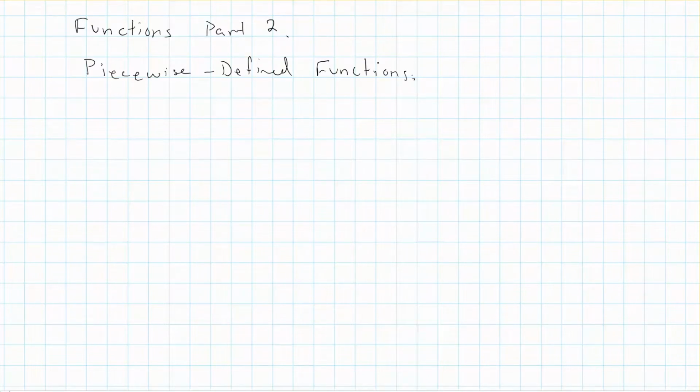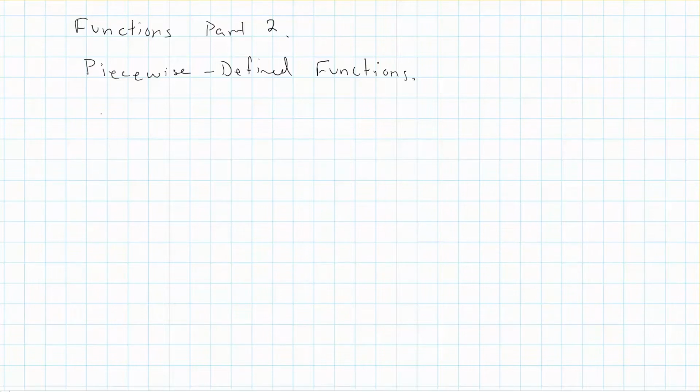Okay, so this is our second video on functions, and we're going to start off here looking at a new class of functions that some of you might have seen before. These are called piecewise defined functions. And basically, piecewise defined functions just means that there's more than one equation to define the function. And I think the easiest way to go through them is just to look at a function as an example and then go through that.